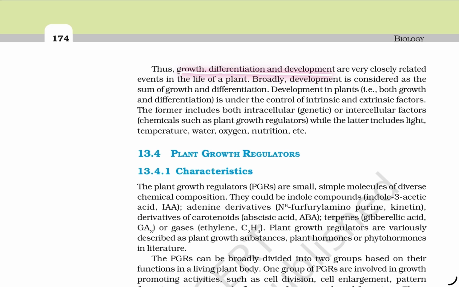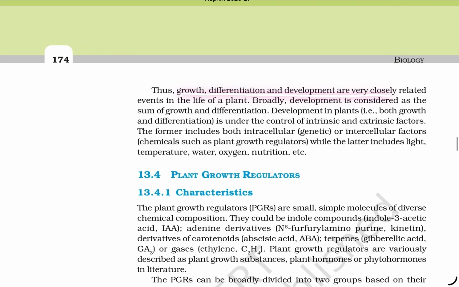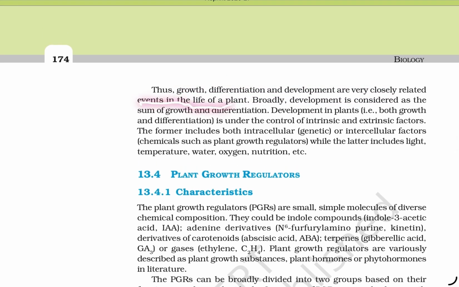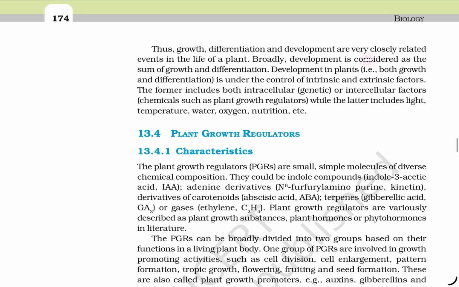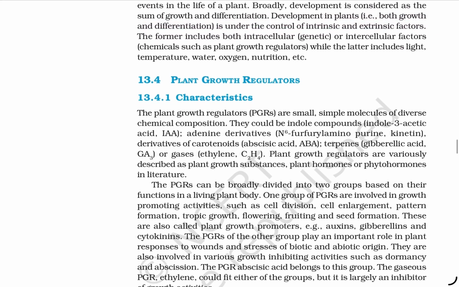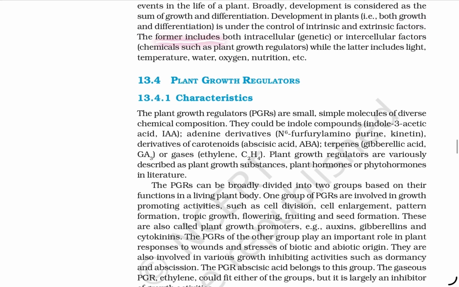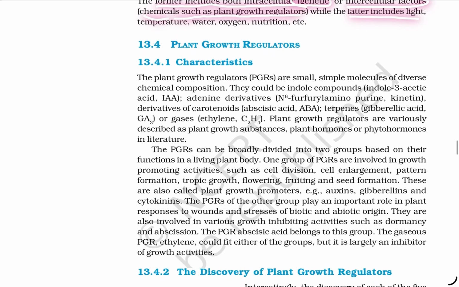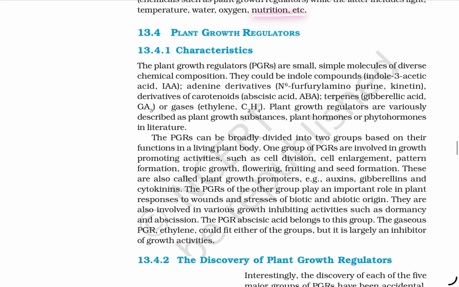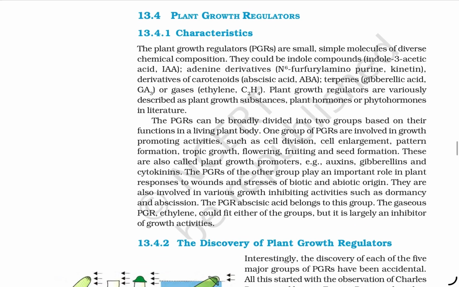Thus, growth, differentiation and development are very closely related events in the life of a plant. Broadly, development is considered as the sum total of growth and differentiation. Development in plants is under the control of intrinsic and extrinsic factors. The former includes both intracellular genetic factors and intercellular factors, the chemicals such as plant growth regulators, while the latter includes light, temperature, water, oxygen, nutrition, etc.